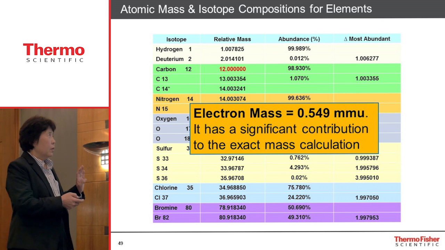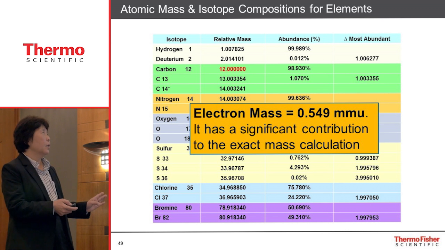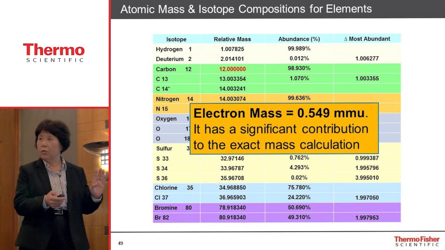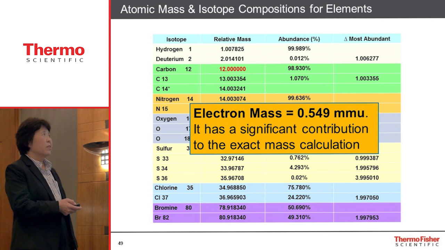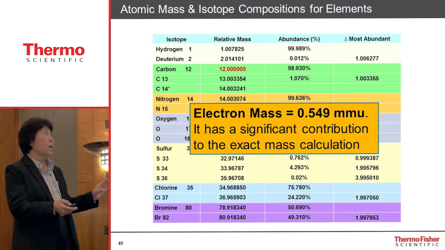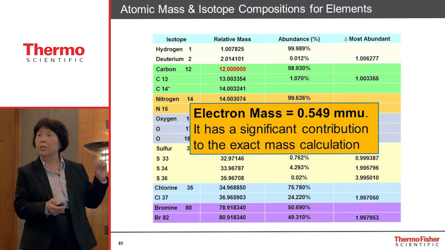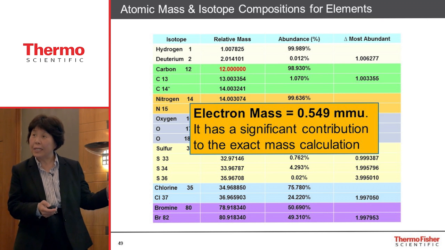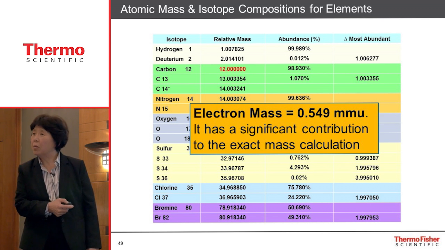Also, electron mass, right? Normally we don't think about it, but it's very important when you try to do your exact mass calculation. Those hair splitting details are not our concern normally, but when you try to figure out the unknown structure of your extractable or leachable, the first thing you need to do is determine the right elemental composition. That is the exact information you need, and it can only be obtained by high-resolution mass spec.